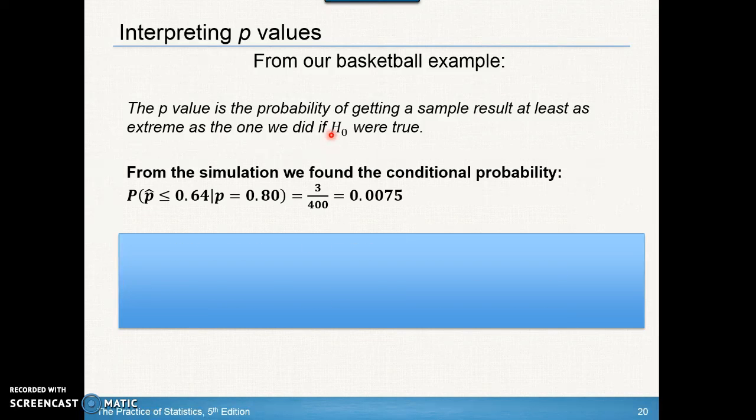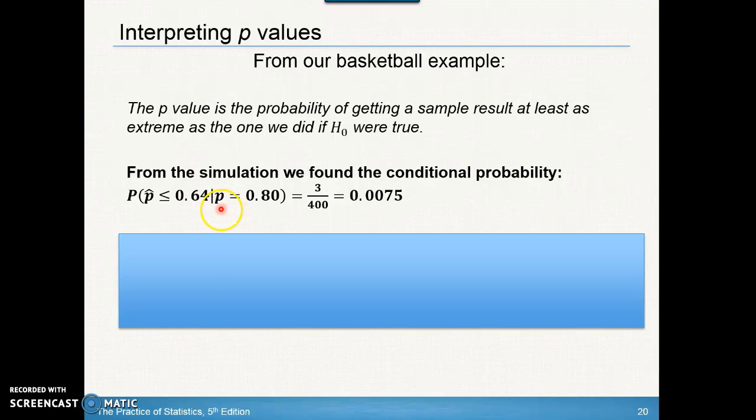Okay, now from the simulation example, let's take a look at the conditional probability. We're finding the probability that p hat is less than or equal to 0.64. Why less than or equal? Because we thought that he didn't make 80% of the shots, we thought that he made less than 80% of the shots.